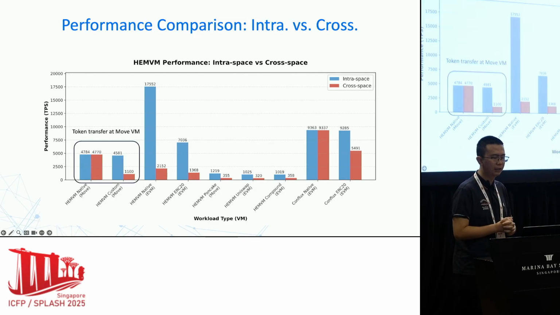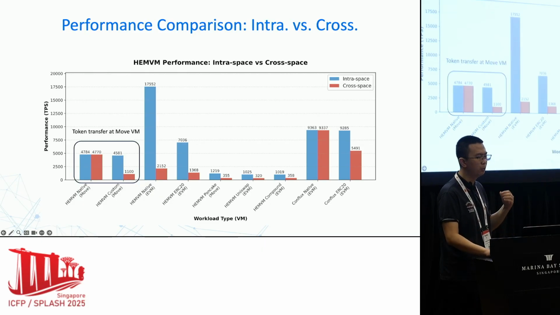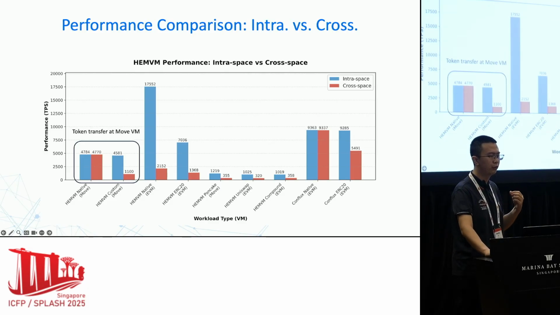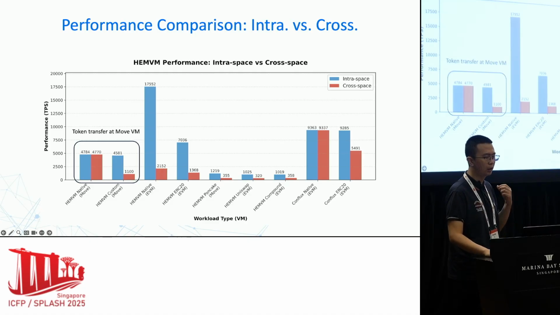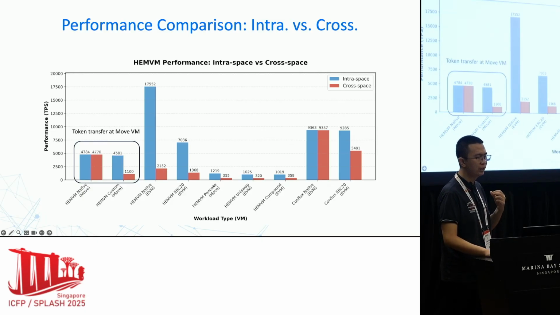So the first point is token transfer in the Move virtual machine. In the Move virtual machine, we can show that the token transfer for native coins and for custom coins inside the same space is similar, because the Move language has exactly the same implementation for these two types of coins. But for the EVM, the native token transfer is much faster than the custom token transfer.